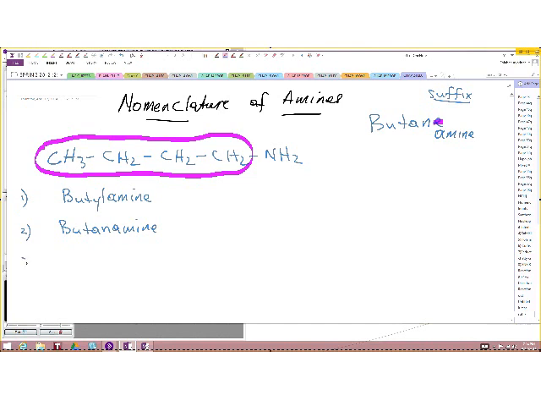Now the third way in which you can name this is to name it as a derivative of, in this particular instance, an alkane, or if you have some other functional group in this molecule, you name it as a derivative of that class of compound. In this particular instance, therefore, this group here becomes what we call an amino group. So this will therefore become 1-amino butane.